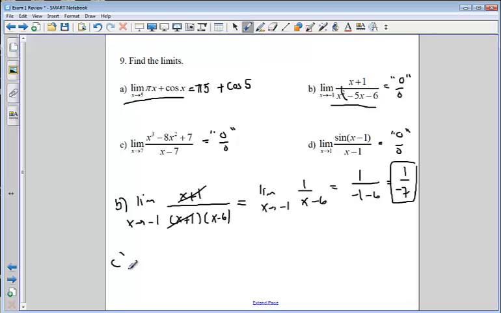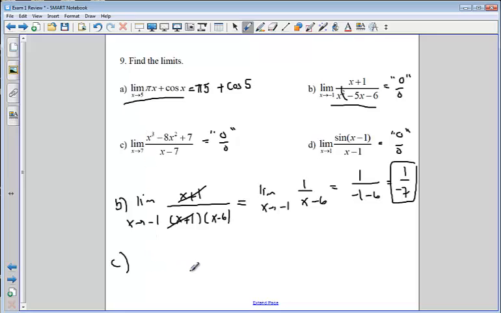Now C is a little bit trickier. In C, I have a cubic. Now I can factor cubics if I really want to, or I could plug in a number close to 7. Since this doesn't tell me what I should do, maybe I'll just do it.